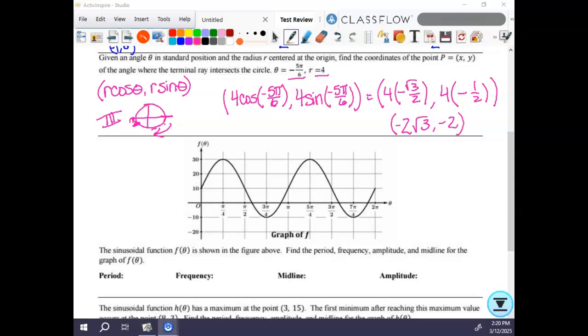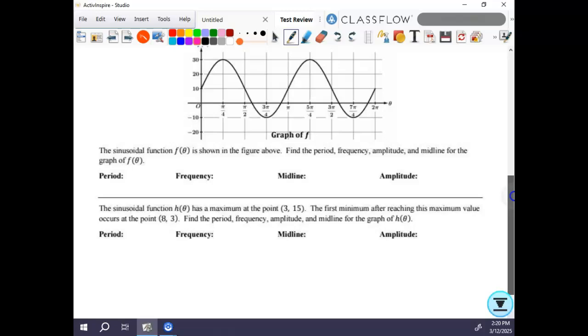All right, next one. The sinusoidal function f of theta is shown in the figure above. Find the period, frequency, amplitude, and midline of the graph. I think the midline, for me anyway, is usually my go-to thing at first. If I put that there, it looks like it's in the middle, right? Midline, keyword here is line. So that is at y equals 10.